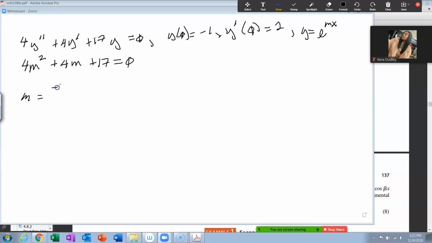minus b, minus 4, plus or minus the square root of b squared, which again is 16, minus 4ac. Okay, there's only one minus sign in that, so it's going to be minus 4 times 17. That's 28. I think it's 68. Okay, and this is divided by 2 times 4.